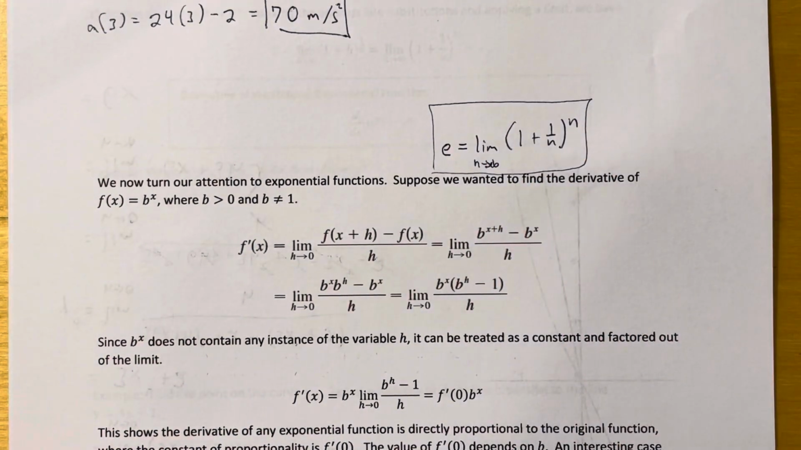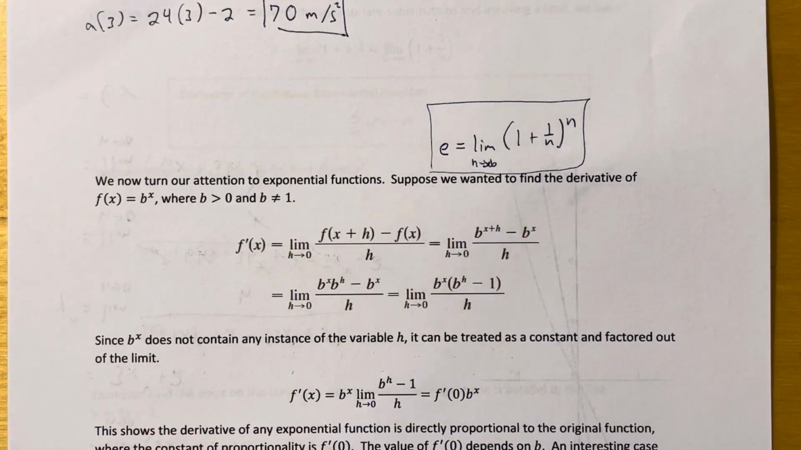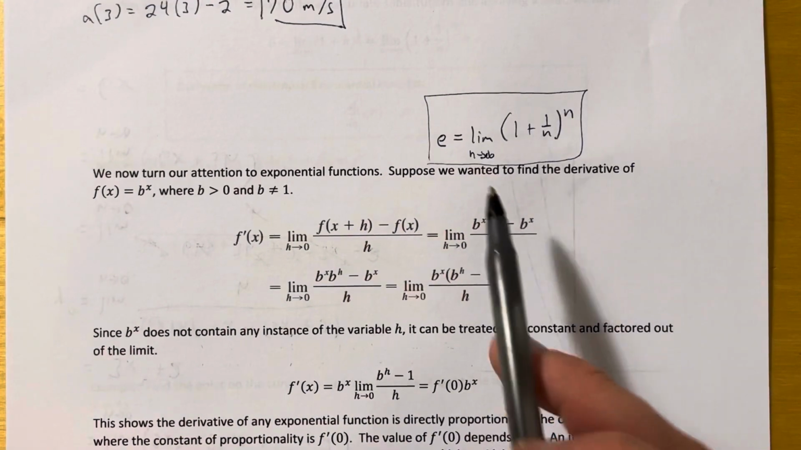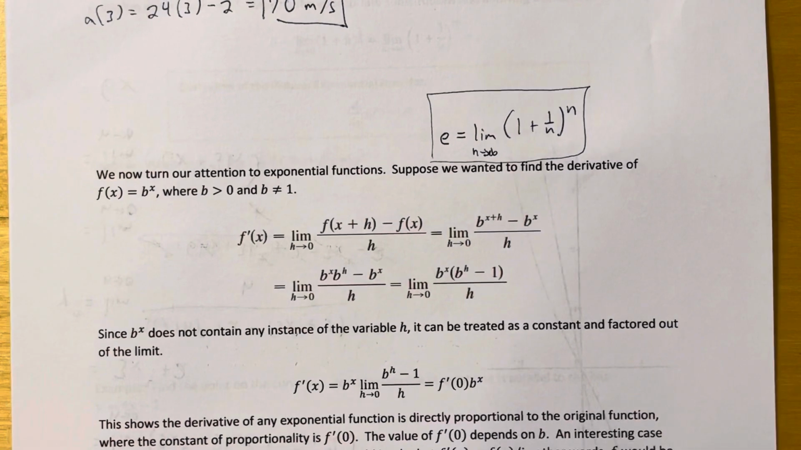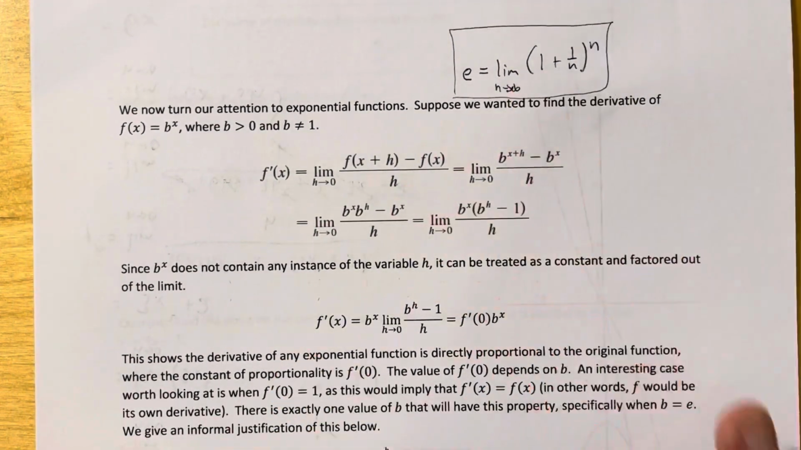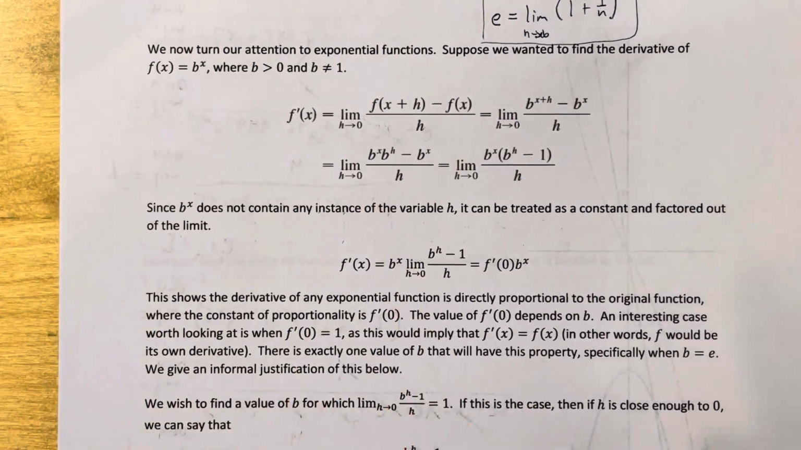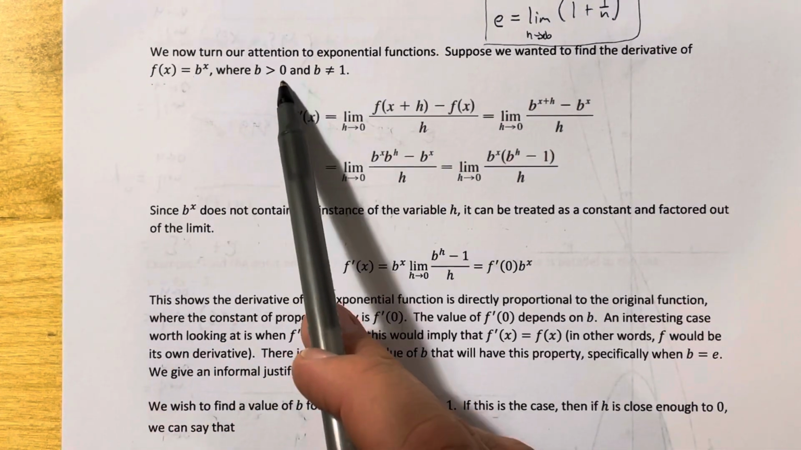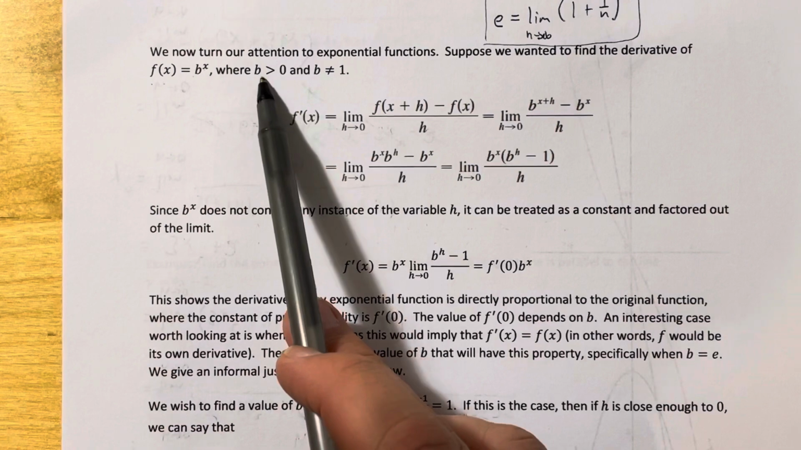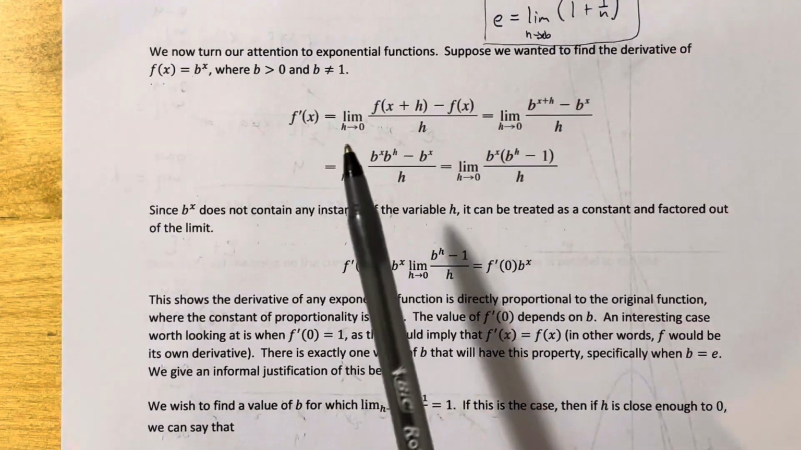And there are other definitions for the number e that are equivalent to this one. Your book in this section will give a different definition for the number e, and we're going to try and connect those two here. So I'm just putting that there because we're going to refer back to it in a moment. Let's suppose that we wanted to find the derivative of just a general exponential function. F of x equals b to the x, where b is greater than 0 and b is not equal to 1. These conditions will show up in any definition of an exponential function, okay?